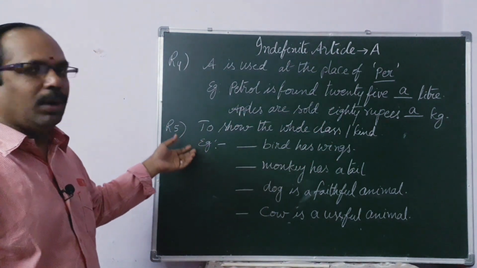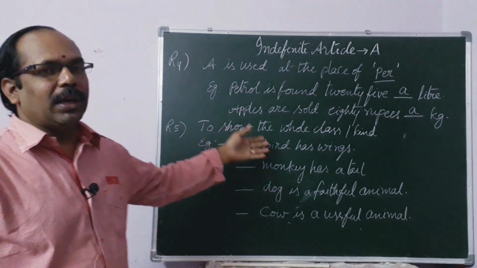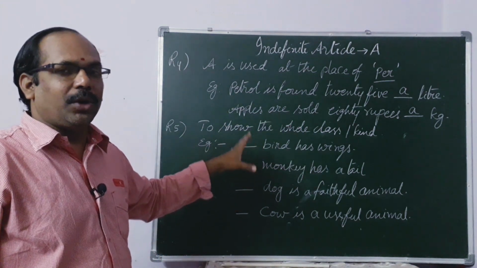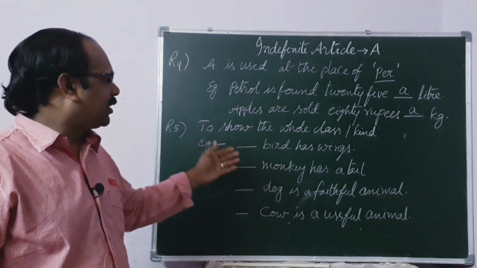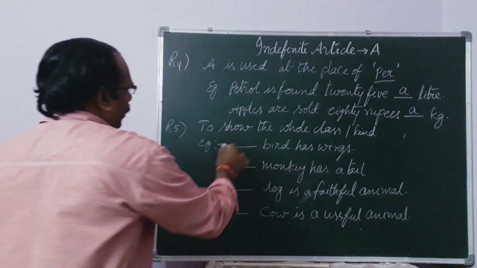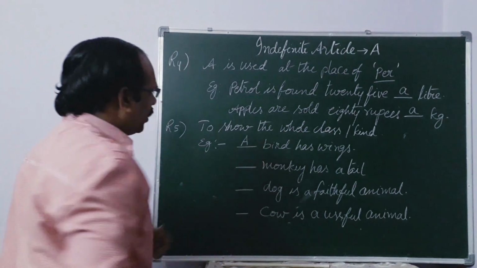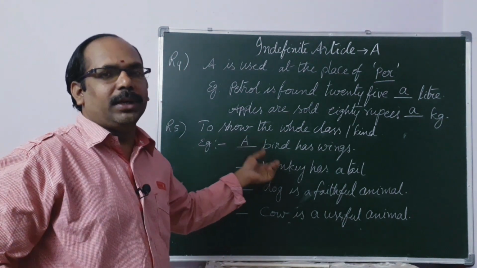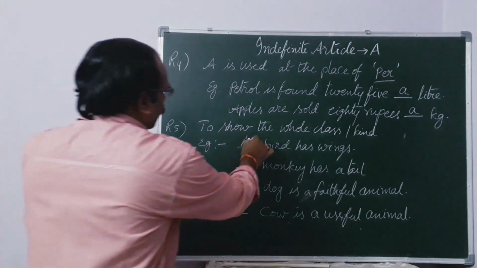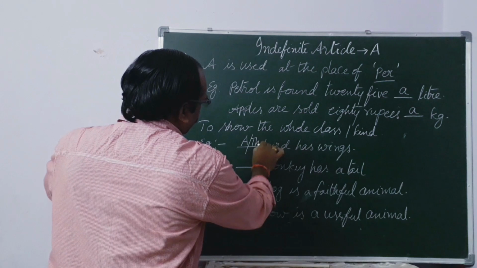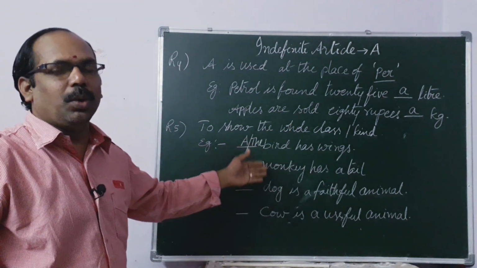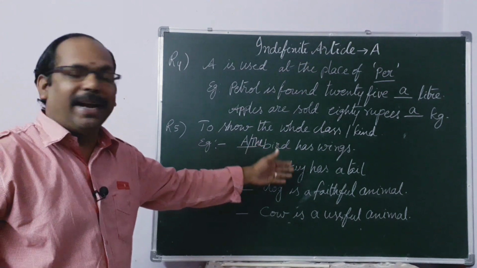And the next, rule number 5: to show the whole class or kind, we can use a. Here we can use the also. For example, a bird has wings. A bird means all birds have wings. Here we can write the also: the bird has wings. Here it refers to the whole class or whole kind.